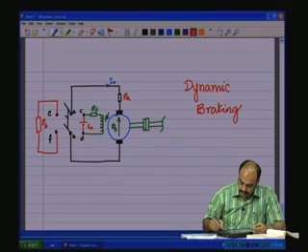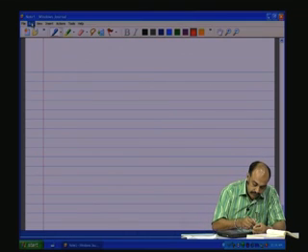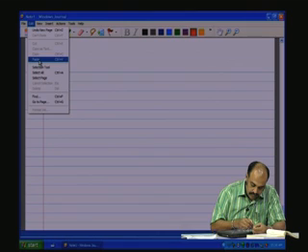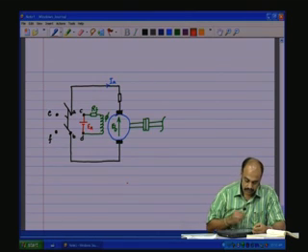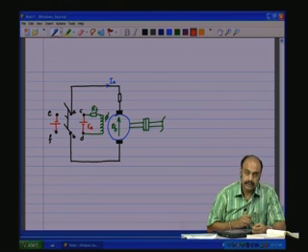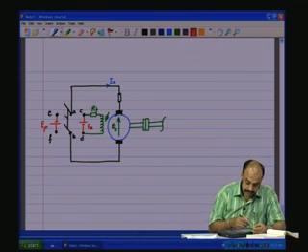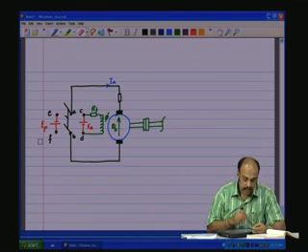Now, in the fourth case, called plugging, what is done is we shall connect another source like this. Now, I will call this one EP, or E plugging. No, EB is for the back EMF, EP is for plugging.